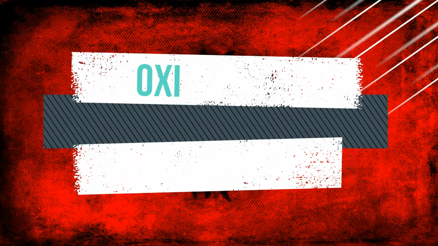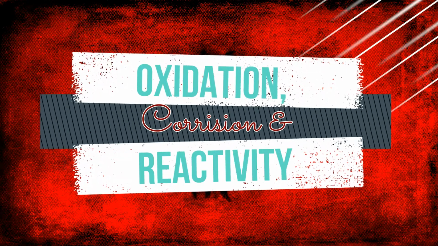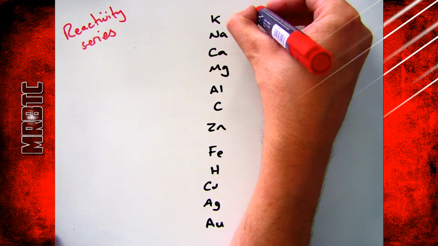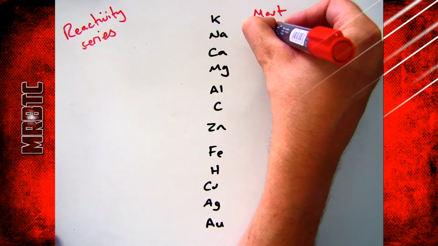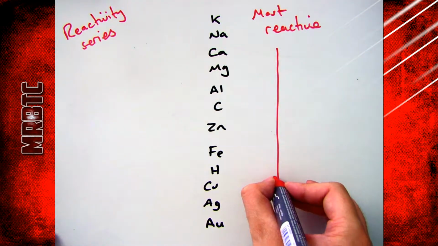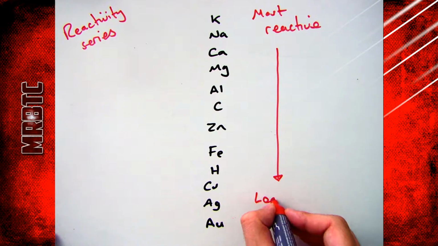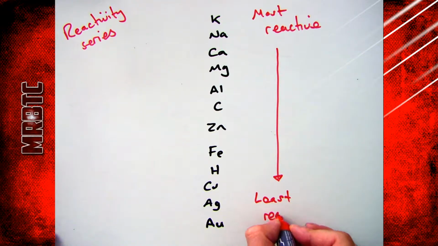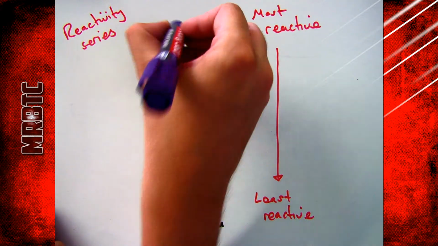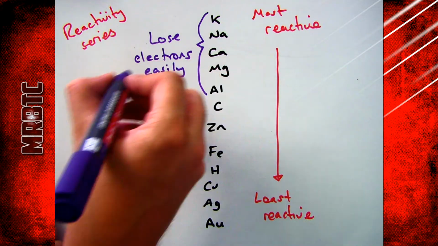Hi guys, welcome to this video looking at the link between oxidation, corrosion and reactivity. By now you should be fairly familiar with the order of reactivity. You should know that potassium is one of the most reactive metals, going down to your less reactive metals like zinc and iron, which are your transition metals, and then going down to your really unreactive ones, which are your silver and your gold. You should also know that the more reactive metals like potassium and sodium are the ones that lose their electrons more easily.